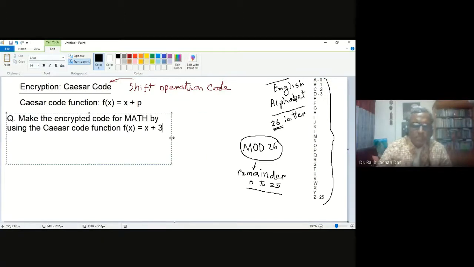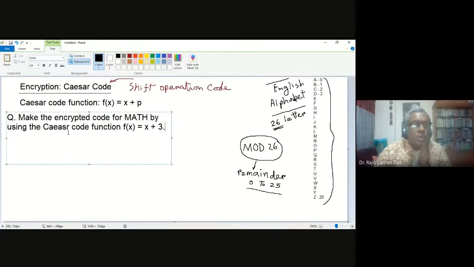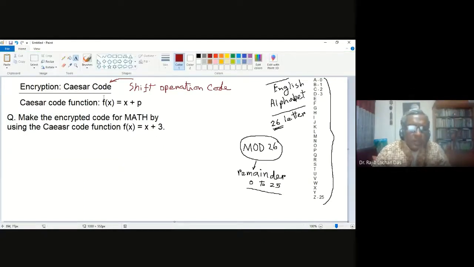The question is, we are going to have the coded form of the message MATH, and that will be coded by the function x plus 3. So the pattern is the same as the Caesar code function. We already understand this is a Caesar code function, even though it is written in the question. Okay, so how to do that? It is very simple.